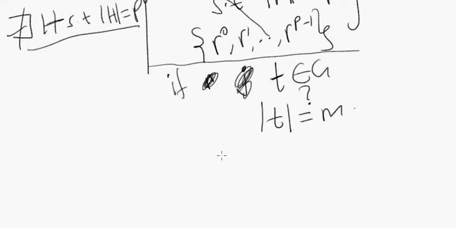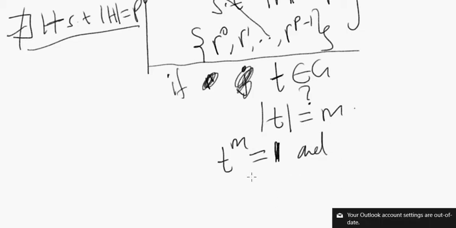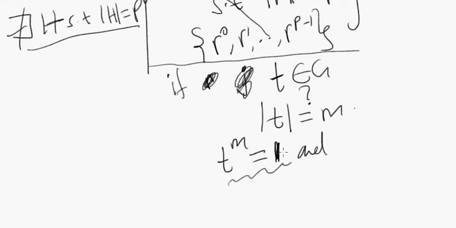Suppose we proved that t to the m equals the identity. What else would we need to show in order to conclude that the order of t equals m? What is the order of an element? Isn't the order of an element the smallest natural number such that when you raise that element to that power, you get the identity?